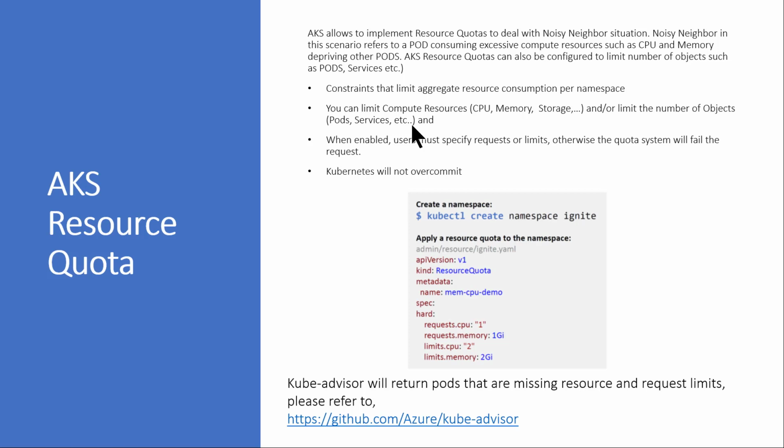Having said that, it is also important that once you apply the resource quotas, your developers have to specify their requests. When they specify requests to provision new applications or new pods, they have to specify the limits. Otherwise, the resource quota will not let those pods or applications be provisioned. So it has to be dealt with very carefully, because Kubernetes will not overcome it.